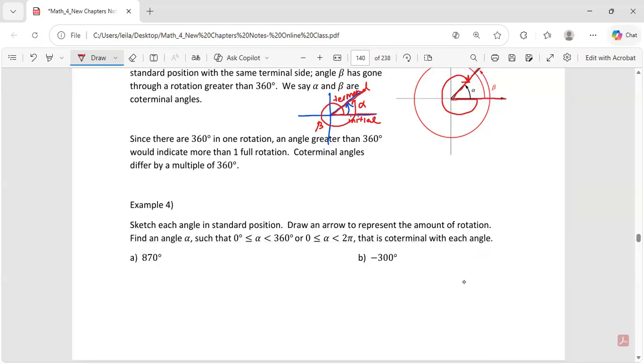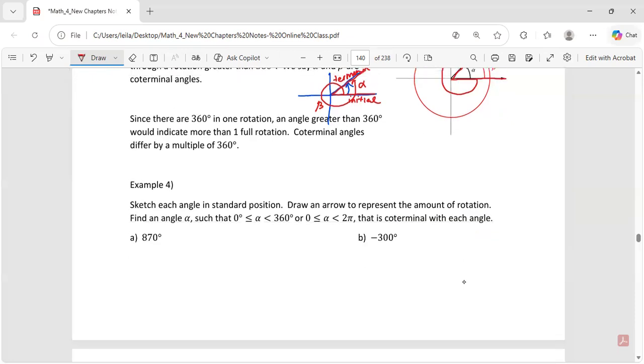Let's look at this example. It says sketch each angle in standard position and then draw an arrow to represent the amount of rotation. Then find an angle between 0 and 360, which means in the first rotation, that is coterminal with this angle. Okay, so let's graph the angle in standard position first.